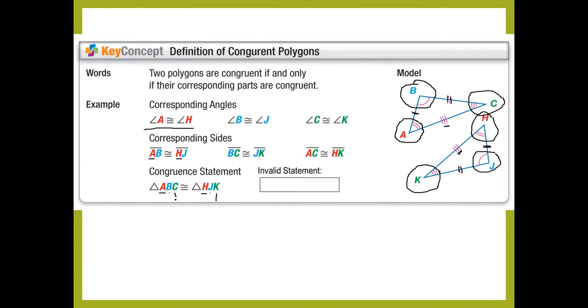For an example, an invalid statement would look something like this. So we still have ABC like we did on our first one. However, this time we have angle J first. Well, if we have angle A, we know that angle A and angle J are not congruent to each other. Because of this, triangle ABC is congruent to triangle JKH is an invalid congruence statement. So again, make sure that we're keeping our corresponding angles in the same position on our congruence statement.